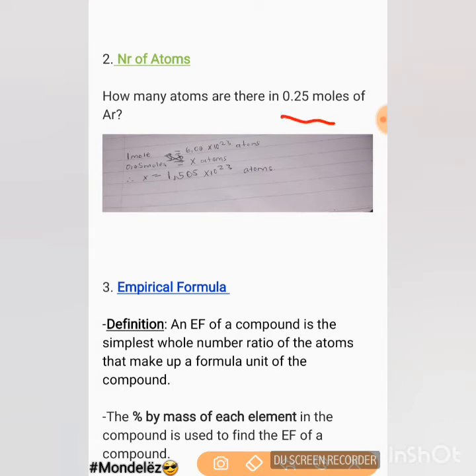So basically what you're going to do is you will say 0.25, you're going to times that by 6.02 times 10 to the power of 23, and that will give you the x that you're looking for here, which is 1.505 times 10 to the power of 23 atoms. Right.